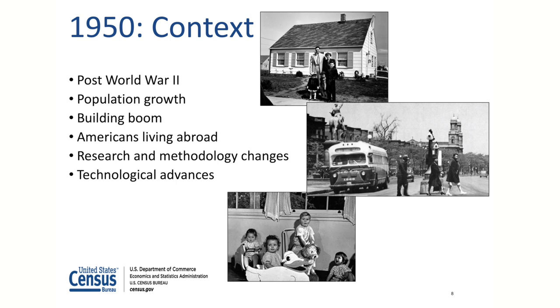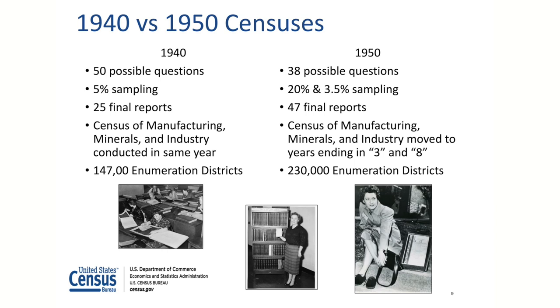Statistical sampling now became a more exact science and could be used to collect a wider variety of data without imposing an undue burden. And the world was moving to the computer age. In 1951, we introduced the UNIVAC system, which replaced the Hollerith tabulating machine, and part of the 1950 census was tabulated with that. And let's just take another quick look at how 1940 and 1950 differed.